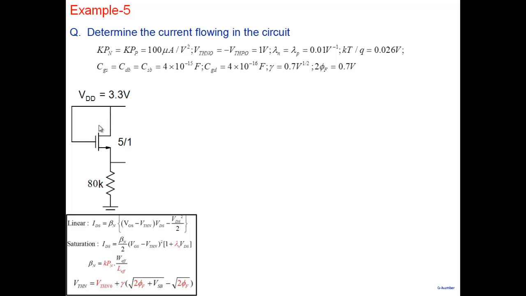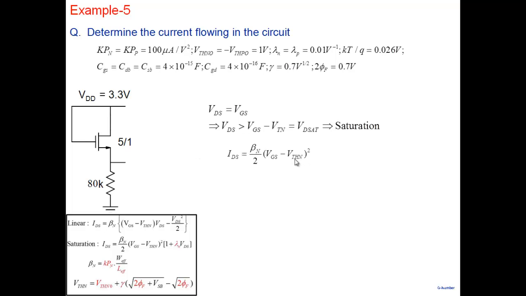All right, whenever you see gate and drain shorted together, the first thing that you know is that it's biased in saturation. Gate and drain shorted together, so VDS is equal to VGS. When you short the gate to drain, VDS equals VGS, and obviously VDS is greater than VGS minus VTN. So the transistor is in the saturation region. So I can use this expression for current.